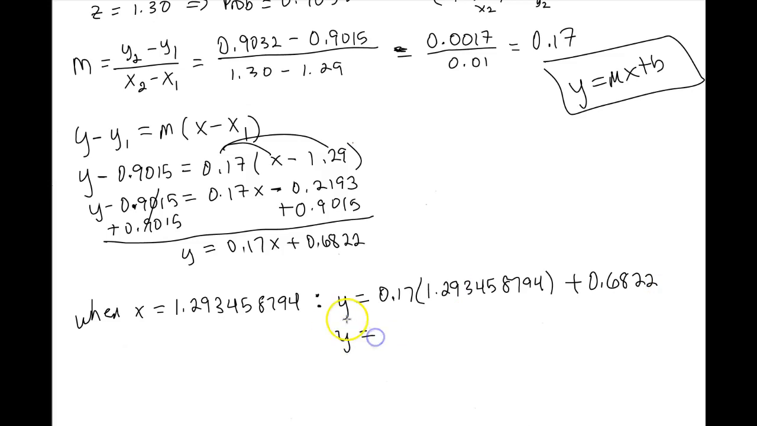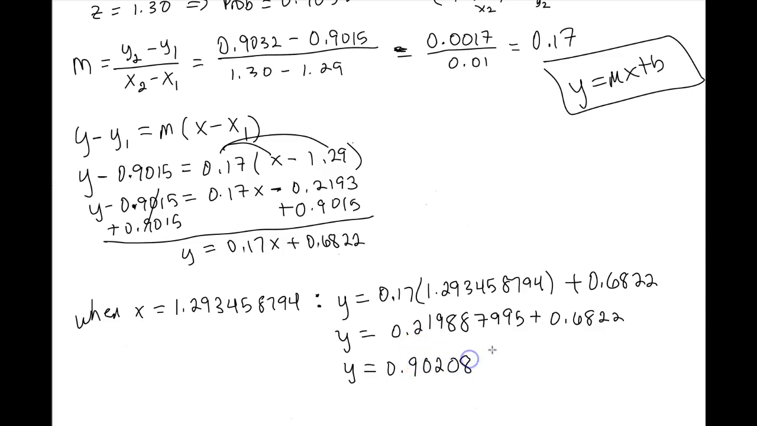And you'll see that when we do the multiplication for the first term, we get 0.219887995. And then, of course, when we add this together, this will be 0.90287995. Okay.